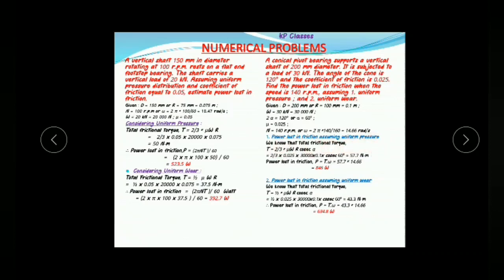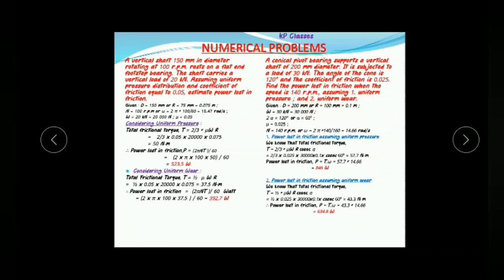Considering uniform pressure, what will be power lost? We know that total frictional torque T equal to 2 by 3 mu WR cosec alpha. By putting the corresponding values, we get 57.7 Newton meter. R should be in meter, then only you can get Newton meter. Then power lost in friction equal to T into omega equal to 57.7 into 14.66 radian per second, equal to 846 watt.